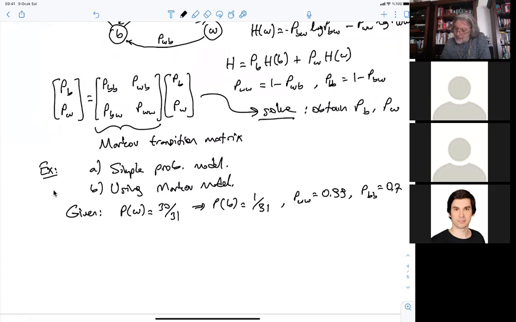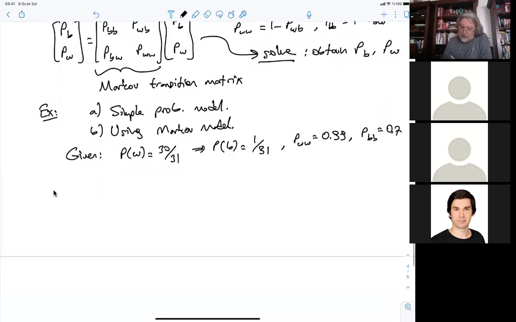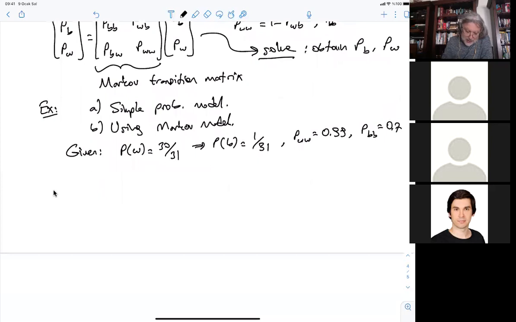So using these, first let me tell you what is the answer to part A of this question. Simple probability model. It is entropy is equal to minus probability of white logarithm base 2 of, sorry, the denominator is 31, sorry.